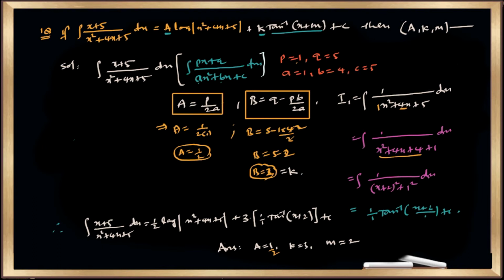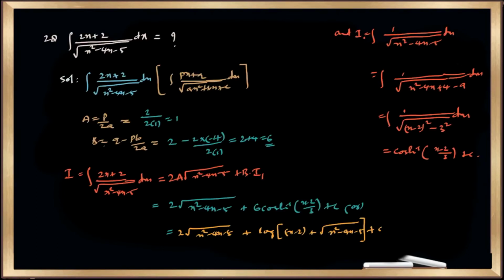Second one is integral (2x plus 2) by root over (x square minus 4x minus 5). So this is linear by root over. So special types, linear by root over. So here the formula of A is P by 2A. P is 2, Q is 2, A is 1, B is minus 4, C is minus 5. So P is 2 divided by 2 times A, which is 1. The 2 gets cancelled, A equals 1.